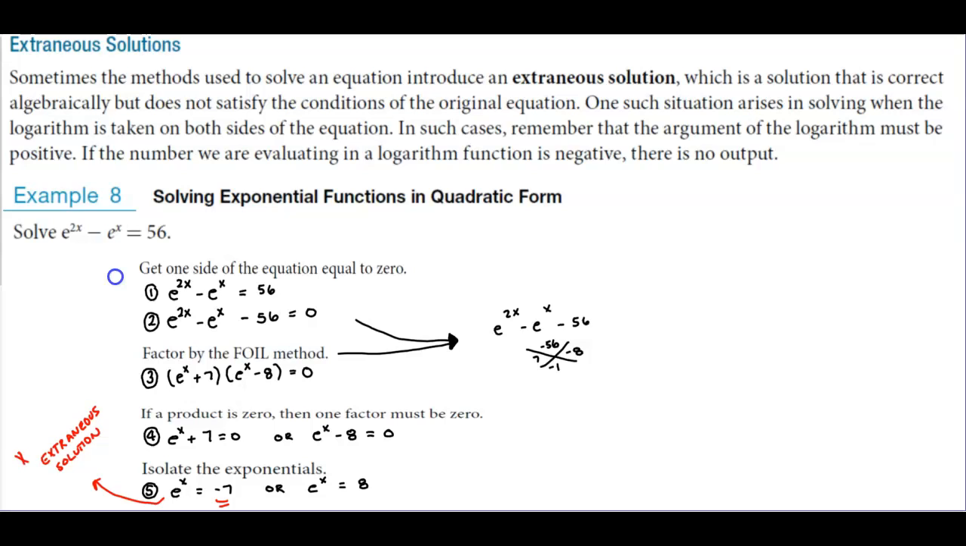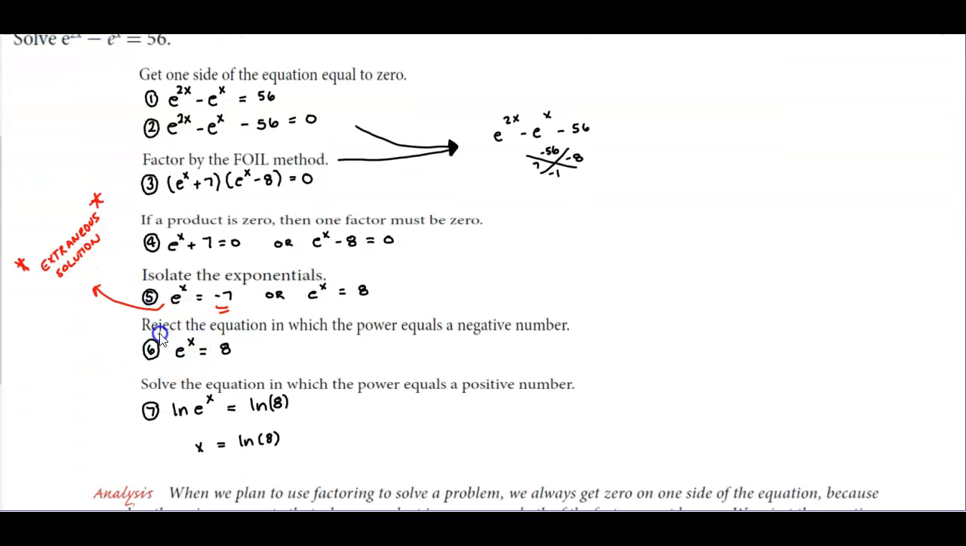And again, what does that mean? Well, that means that we got a solution that is correct algebraically, but because it's negative, it would not satisfy the conditions of the original equation. So therefore, we're going to reject the equation in which the power equals a negative number, and we can accept the one that's a positive number. So in step 6, we're going to accept e to the x equal to 8.